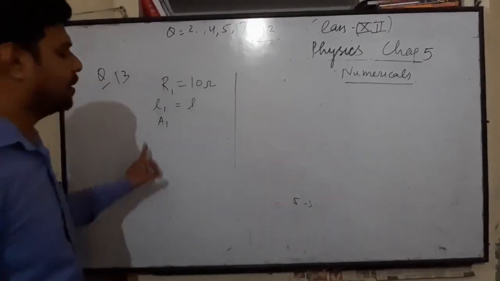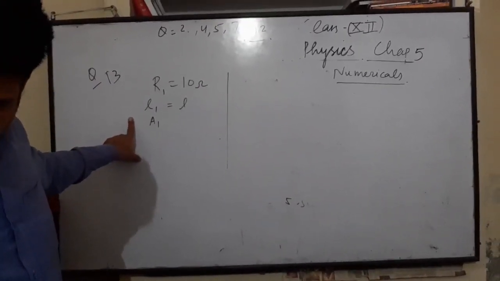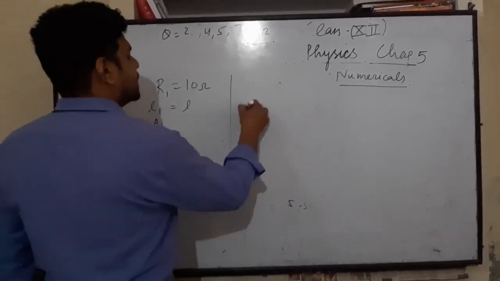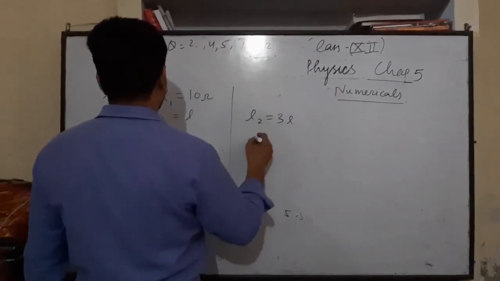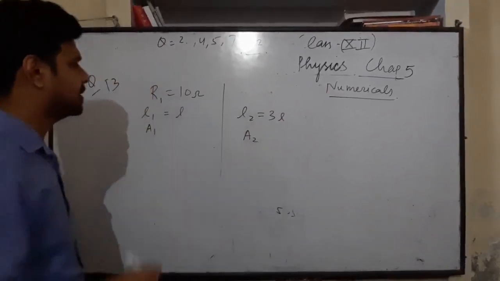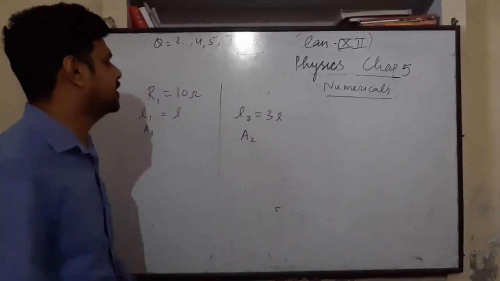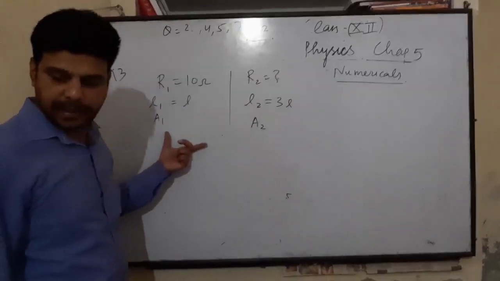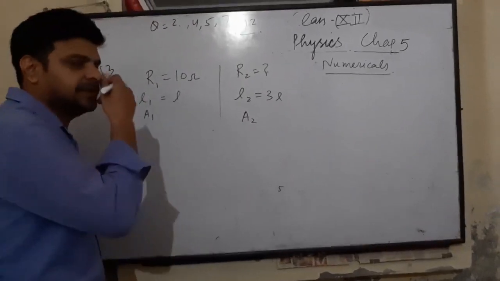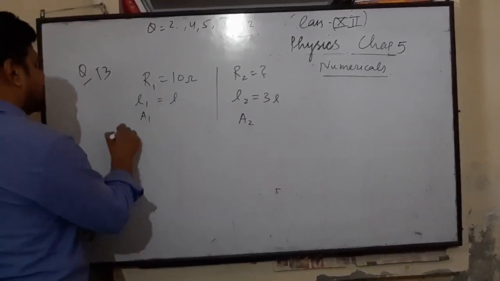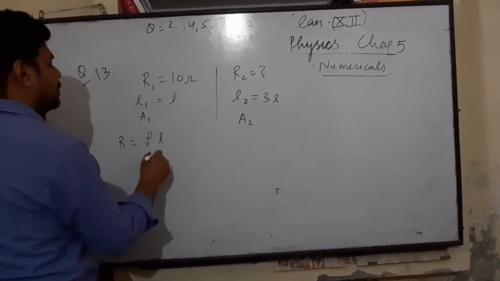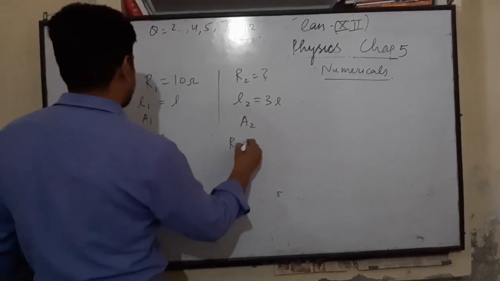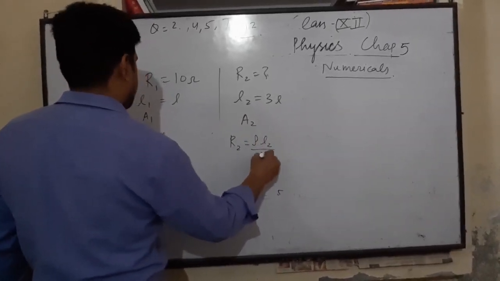Okay. Now we have drawn this thick wire into a thin wire of length 3 times. Length is 3 times. When length changes, the cross section area also changes. So we have to find the resistance of new wire. Both these wires are of same material, so the specific resistivity will be same for both. So R1 is equal to rho L1 over A1, and R2 is equal to rho L2 over A2.